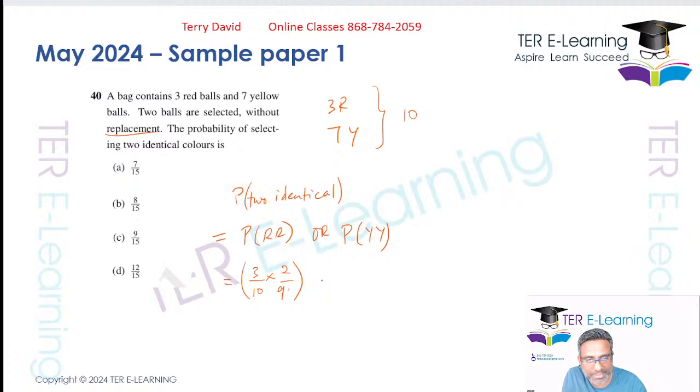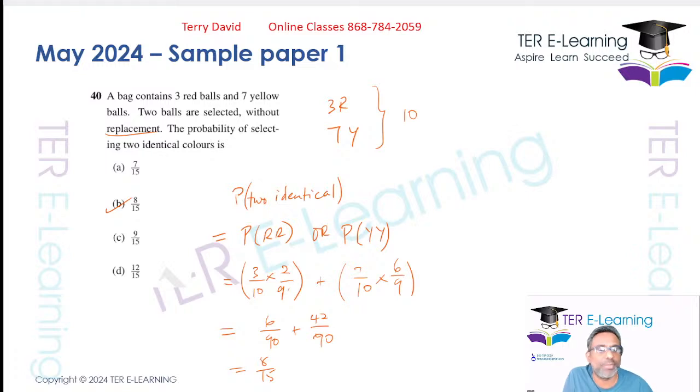That's one possibility. Now the other possibility is to pull a yellow and a yellow. So that's going to be 7 over 10, and then on your next selection, you have to pull a yellow again. So that's going to be 6 over 9. When I work this out, you're going to get 6 over 90 plus 42 over 90, so that's going to be 48 over 90, which is 8 over 15. So this here works out to 8 over 15. So the answer is going to be B. The answer is going to be B.